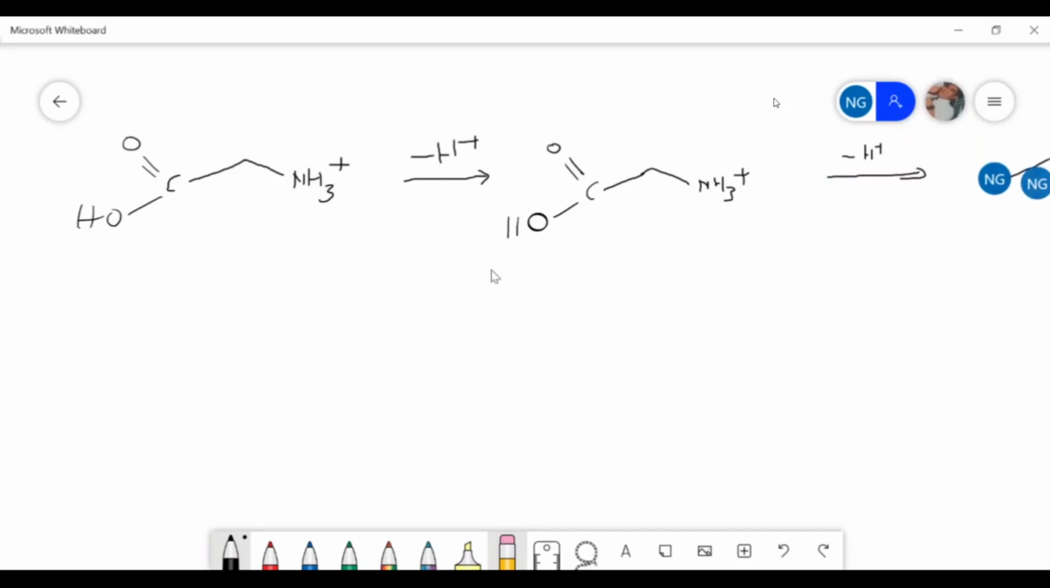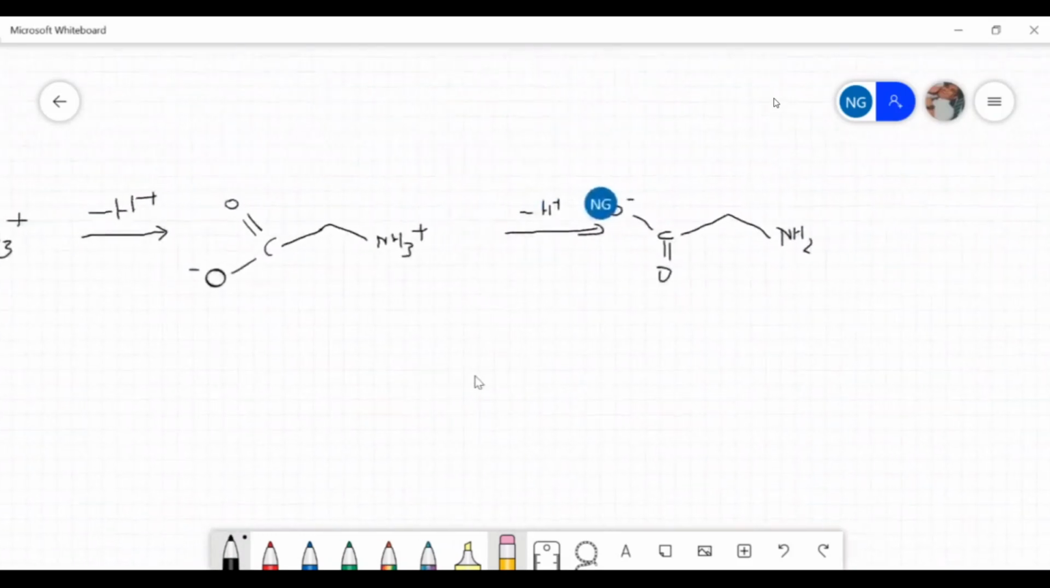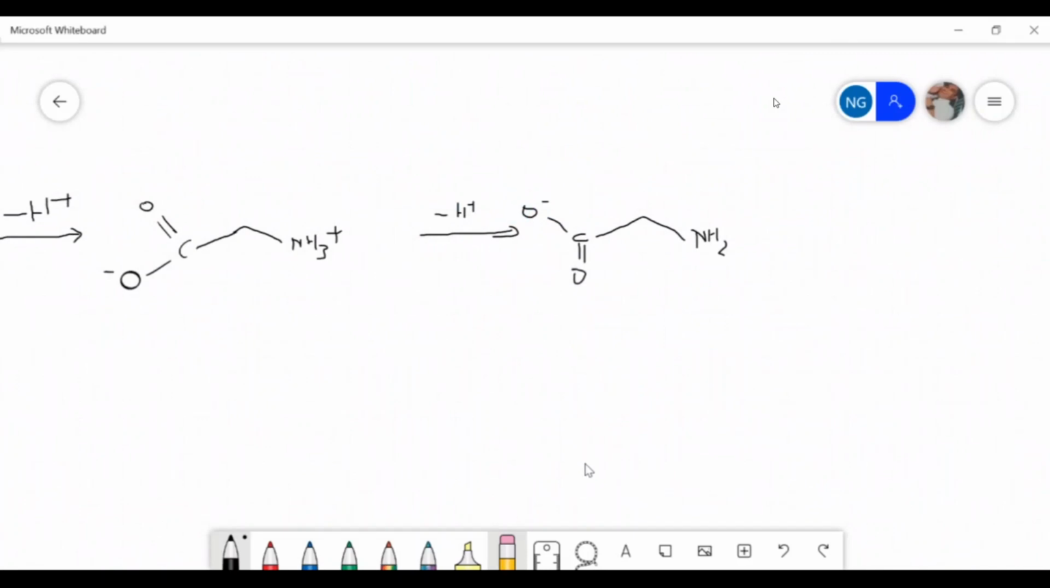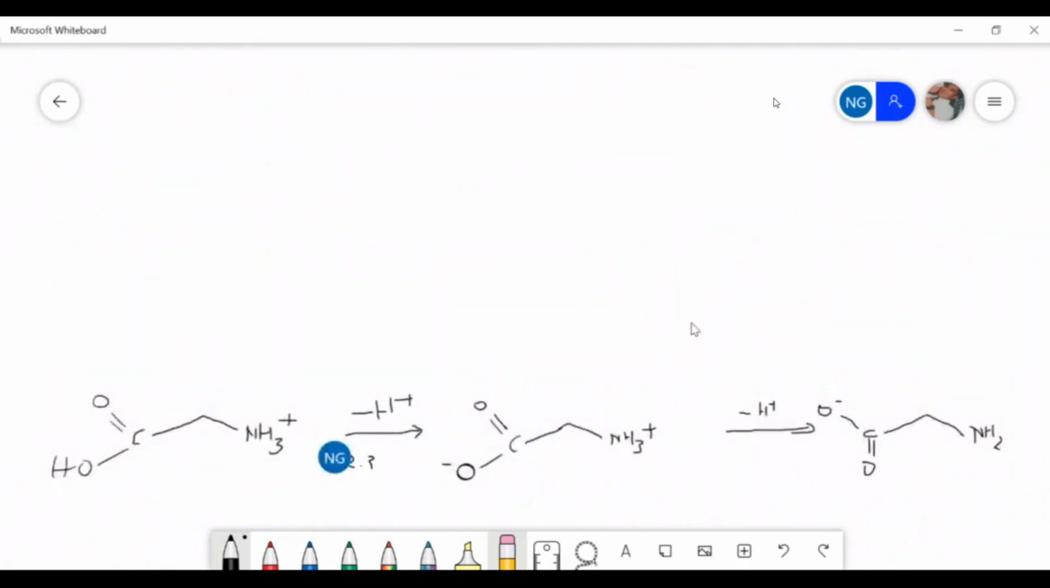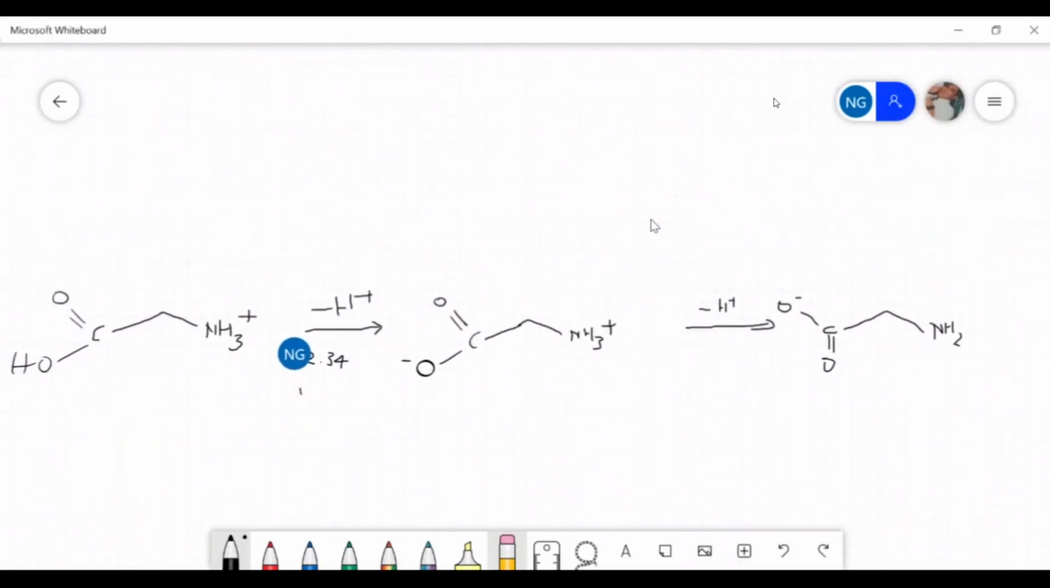Oh, yeah, I need to draw the O minus here, right? Okay. And because I so perfectly predicted that you're gonna say glycine, I already found the pKa's. It's 2.34 here. 2.34. This is the pKa, okay.